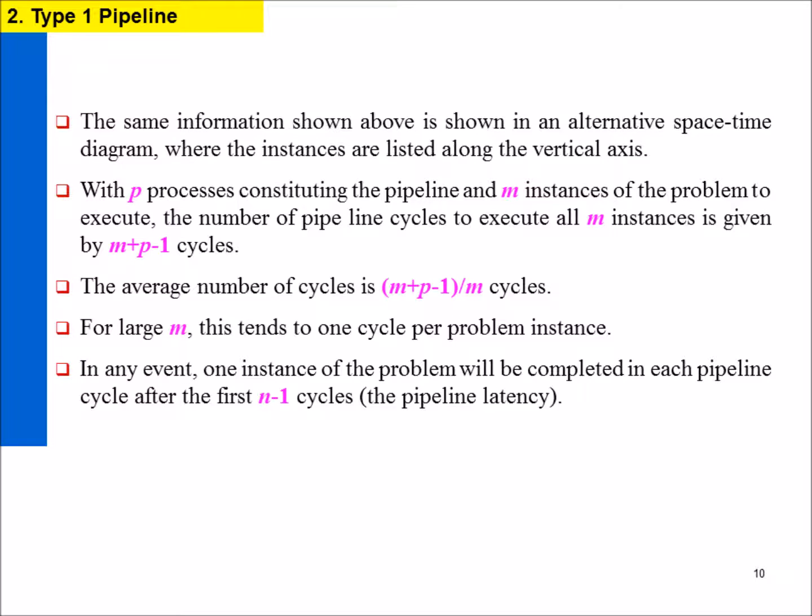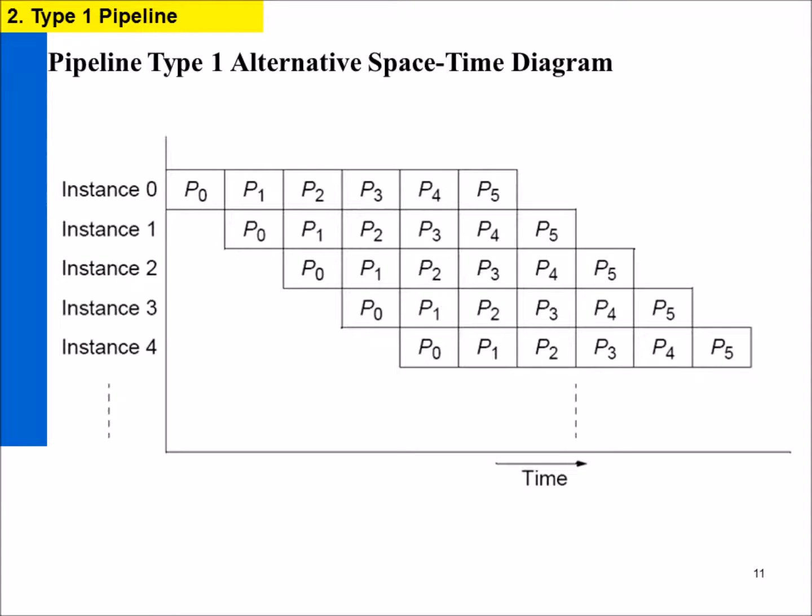This same situation can be described by turning the axis on its side, which we will see in the next slide. In this slide, the instances are listed along the vertical axis. This form of diagram is sometimes useful if it is necessary to show information passing from one task instance to another, as would occur in processor pipelines.